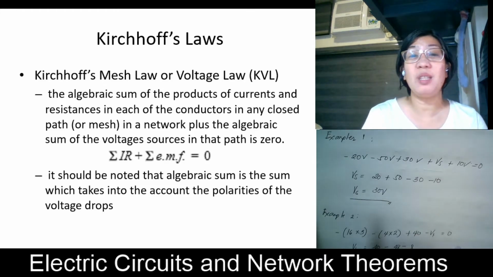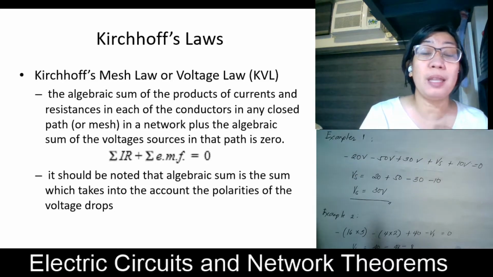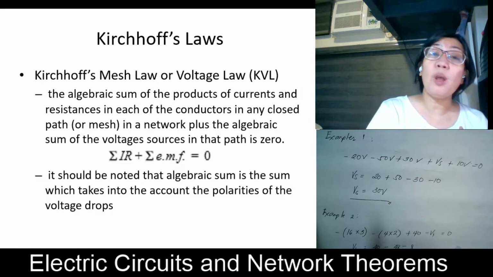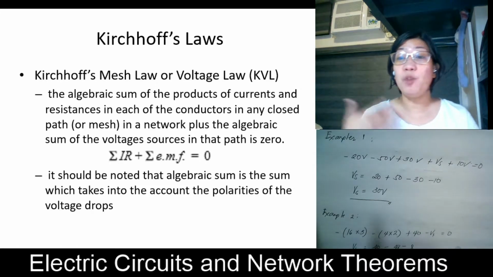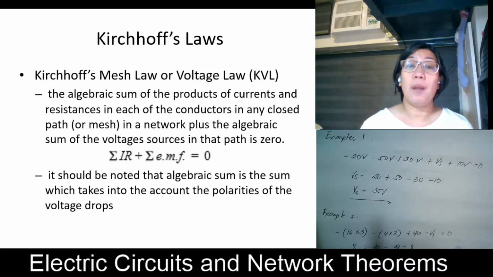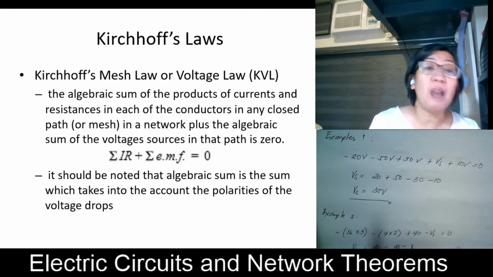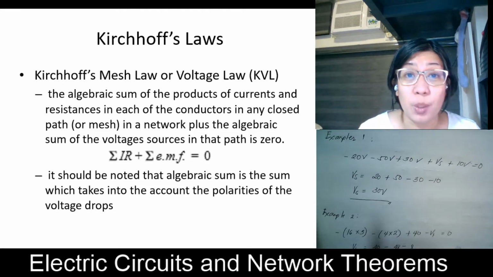So IR is the voltage drop across each resistor, right? So if there is a current and there is a resistance, the product of that is a voltage. So we call that IR plus EMF. Those are the sources that are present in your circuit. Okay, so the summation of those is equal to 0. It should be noted that the algebraic sum is the sum which takes into account the polarities of the voltage drops.